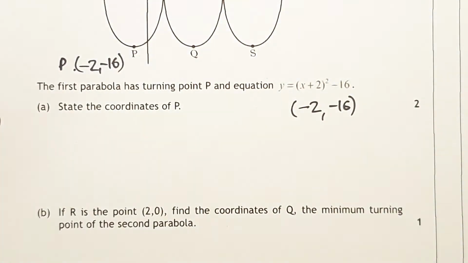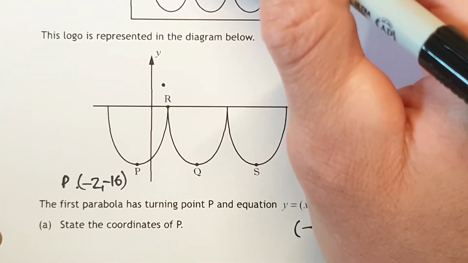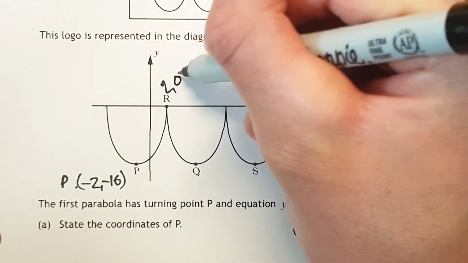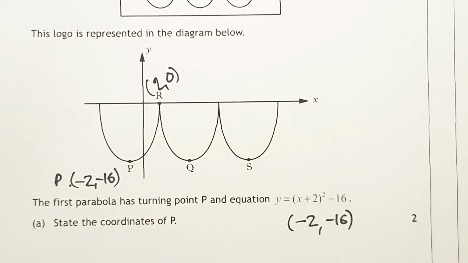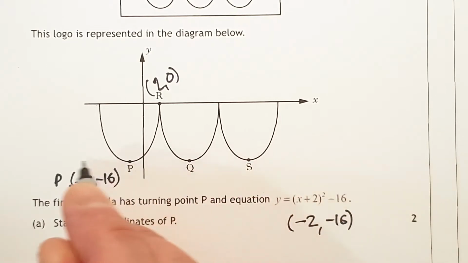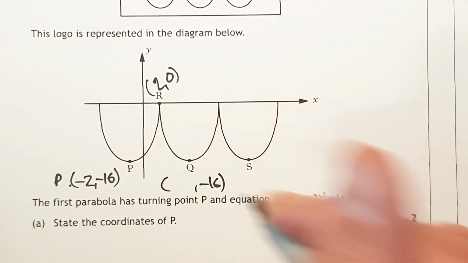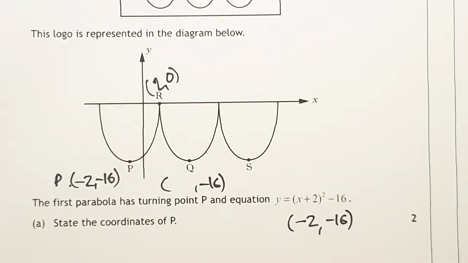If R is the point (2, 0), I'm going to add that into my diagram. So R is (2, 0). We've got to find the coordinates of Q, and that's the minimum turning point of the second parabola. Straight away we know these are all on the same level, same height, so it has to be negative 16. So it's really just a case of finding out what the x value is.